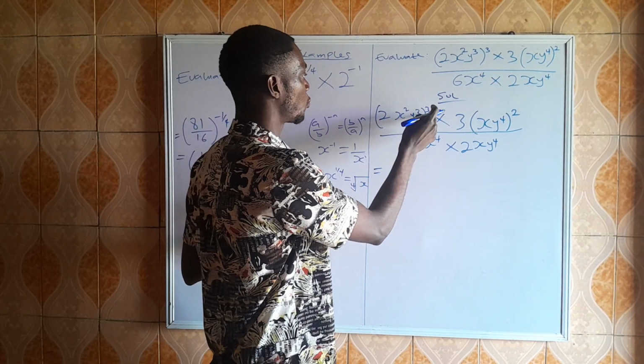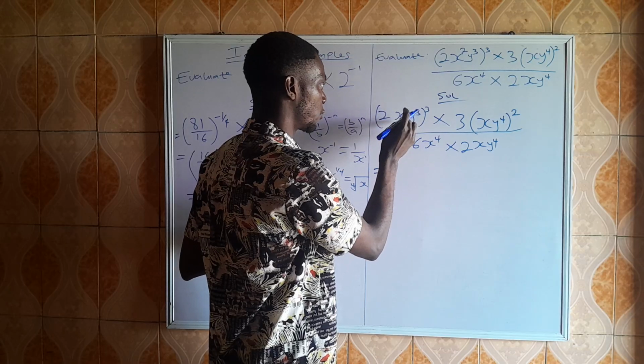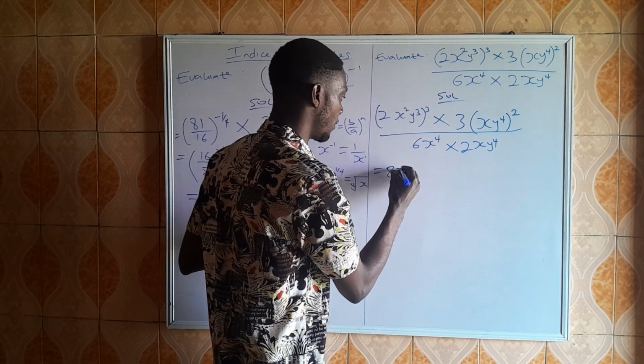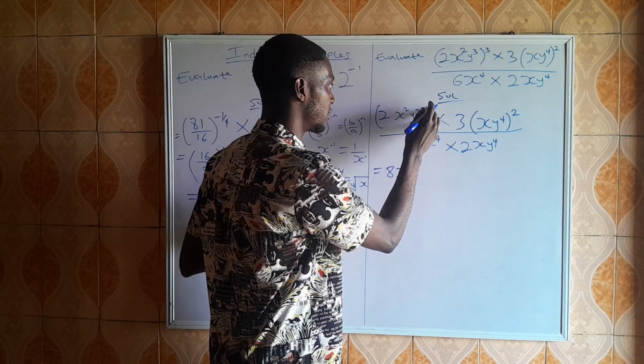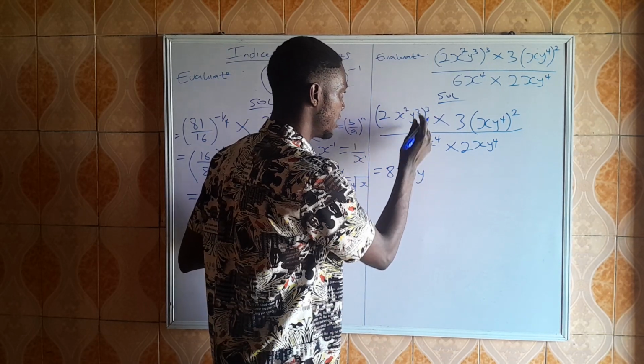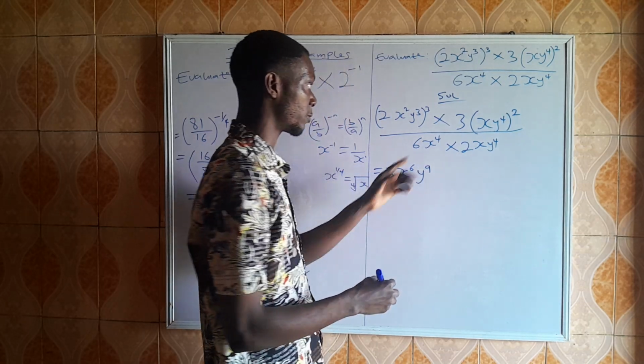You have 2 raised to the power 3, what is it? 2 raised to the power 3 is 8. The s raised to the power 2, the power will multiply the power. So you have s raised to the power 2 multiplied by 3, that is 6. Here also, the power multiplies the power for y. So it will be y raised to the power 9.